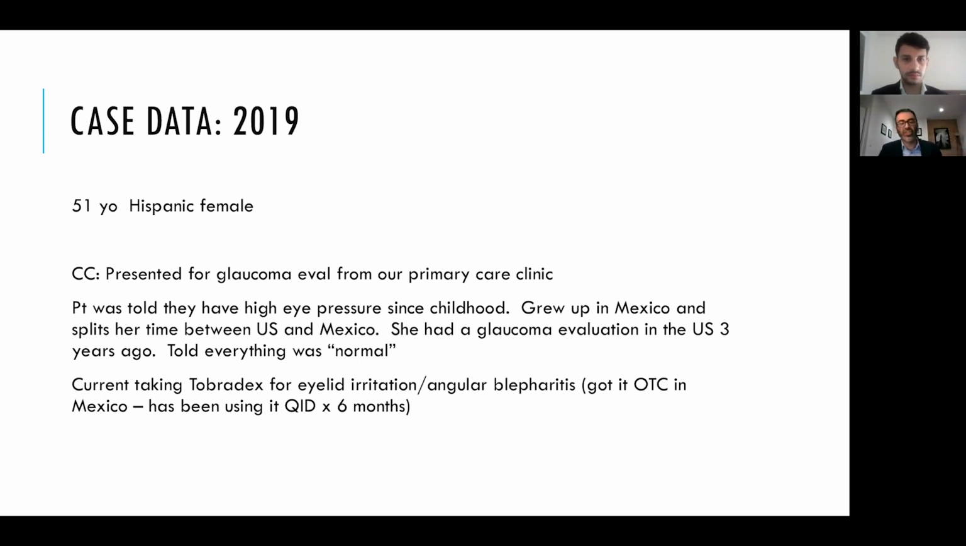Currently, this patient is taking Tobradex for some eyelid irritation. She got it over the counter in Mexico. She was having some irritation and one of her friends says, "Hey, I'm taking Tobradex for my eye infection and it worked out great." So she moseyed on over to the pharmacy in Mexico and picked up some Tobradex. And in Mexico, as in other places in the world, you don't need prescriptions for medications that you would need prescriptions for here in the US. She's been using it 4 times a day for the past 6 months. And now she presented to us in our primary care clinic, right?